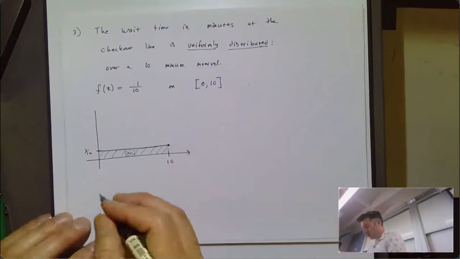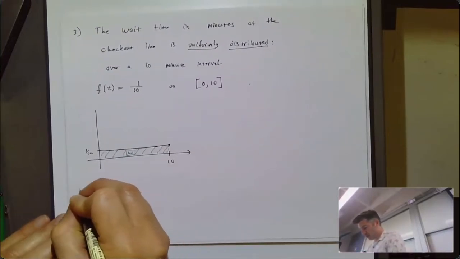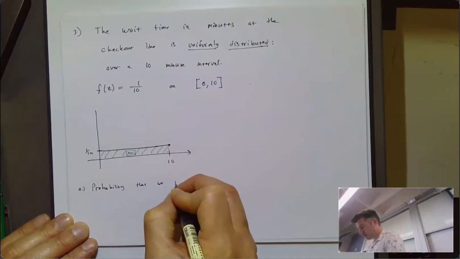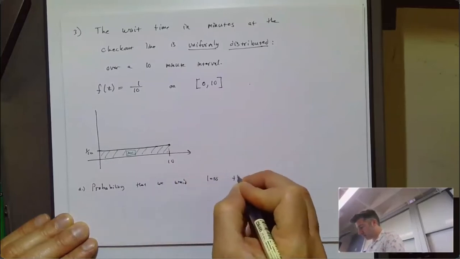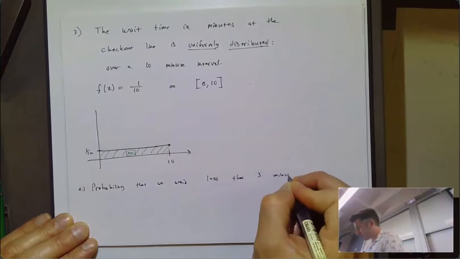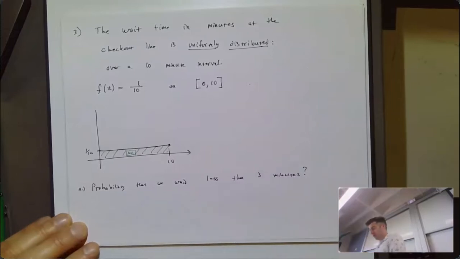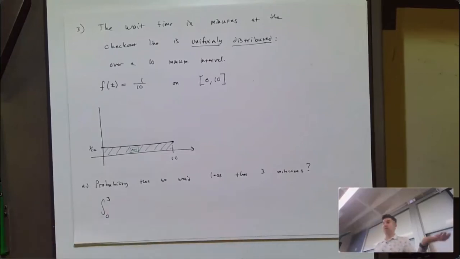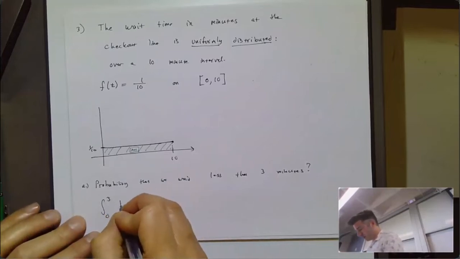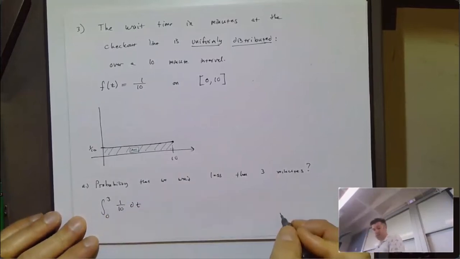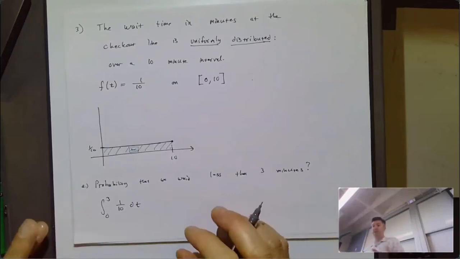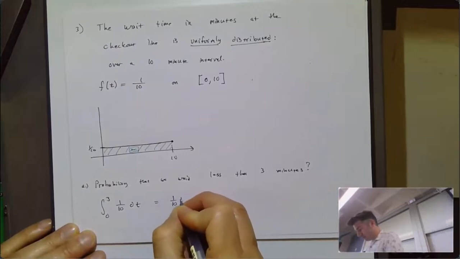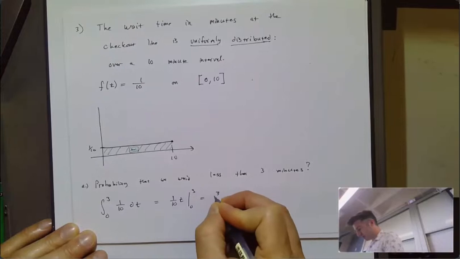So, what's the probability that we wait less than 3 minutes? Okay, so we're going to do the integral from 0 to 3, because that's anywhere from 0 minutes to 3 minutes, of my function, 1/10. The nice thing about this uniform distribution is it's very easy to anti-differentiate. That's just going to be 1/10 times t from 0 to 3, which is going to end up being 3/10.